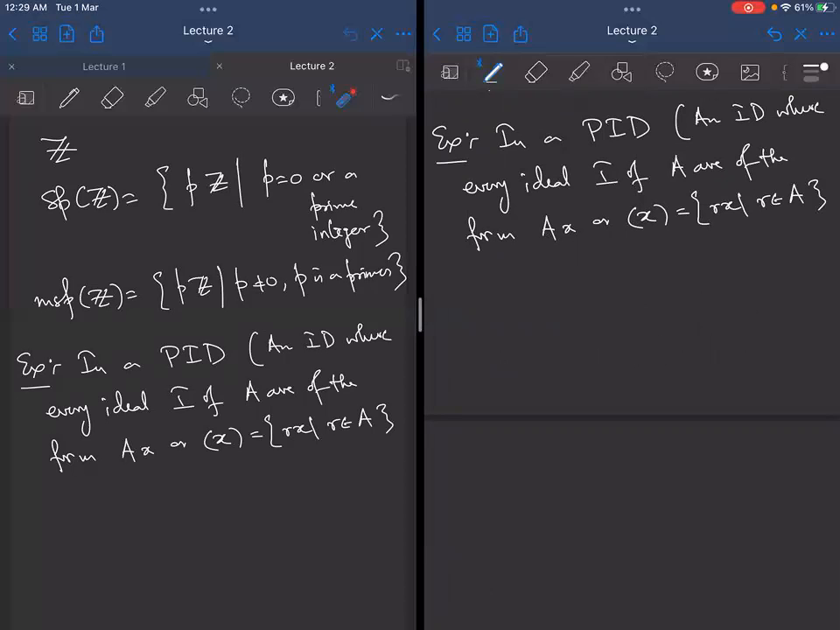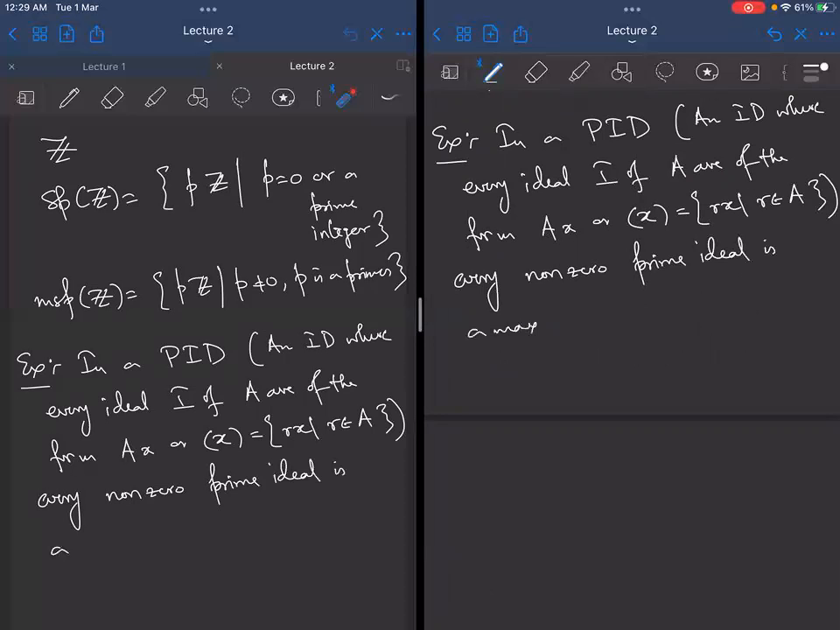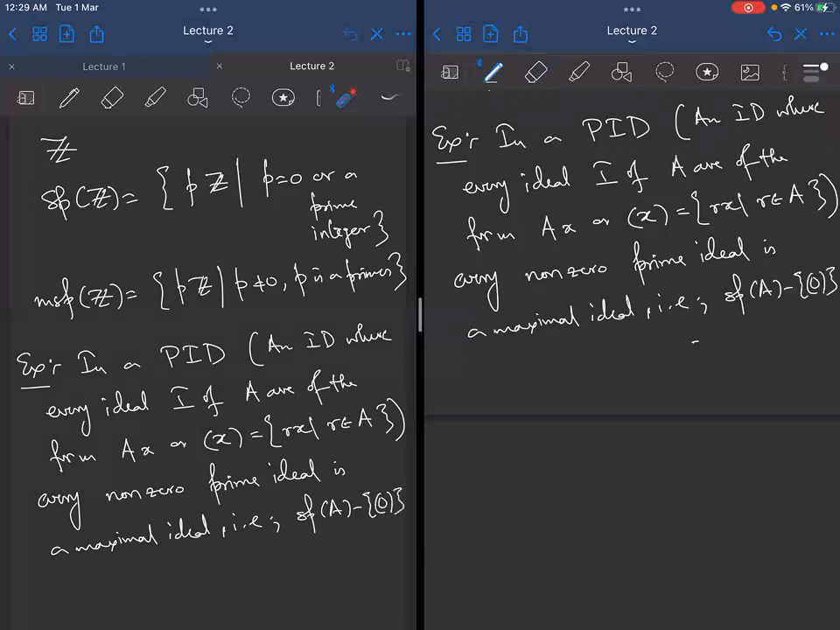Okay, so you can check that in a PID, every non-zero prime ideal is a maximal ideal. That is, Spec A minus this zero ideal is actually your MSpec A. So remember, in an integral domain, the zero ideal is always a prime ideal. So Spec A will always contain the zero ideal, but if you remove that, it will be the maximal spectrum. Okay, this is not very difficult to prove.